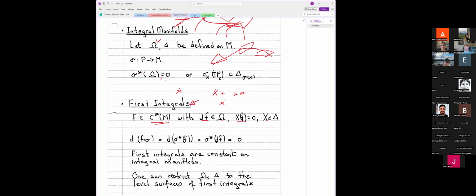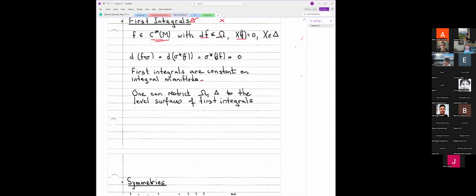Why are first integrals important? They're important for a number of reasons, but the most important thing is first integrals are constant on integral manifolds. Therefore, you can take your differential system and restrict it to the level sets of the first integral. This is something that we will do in our construction of our superposition principles. We're going to write down some differential systems, find they have first integrals, and then restrict those systems to the level surfaces. Okay.